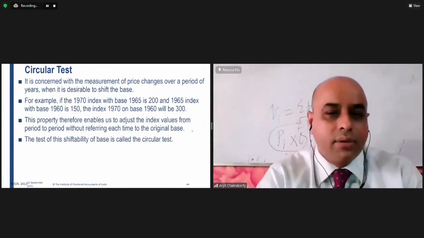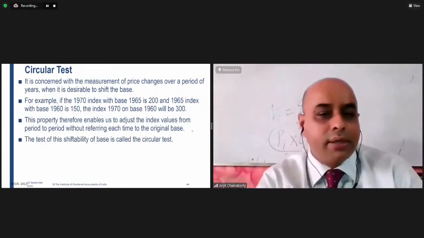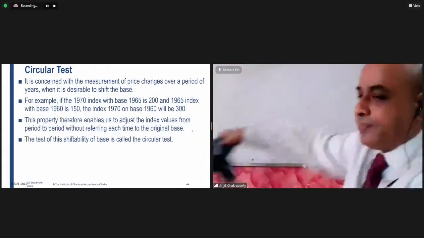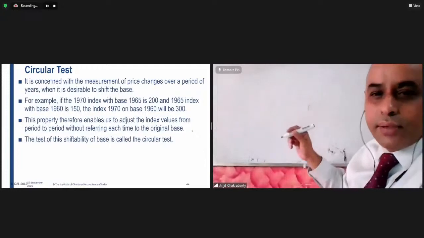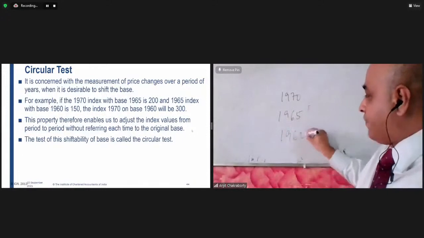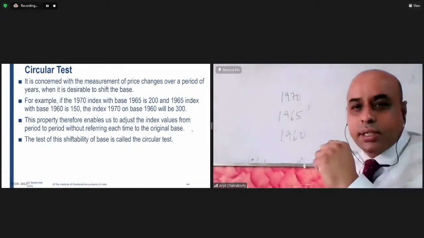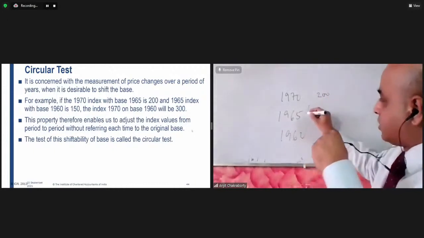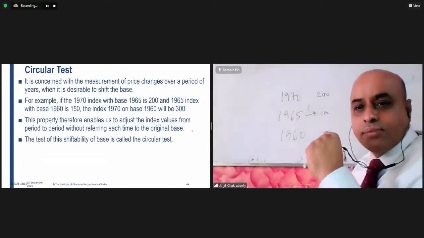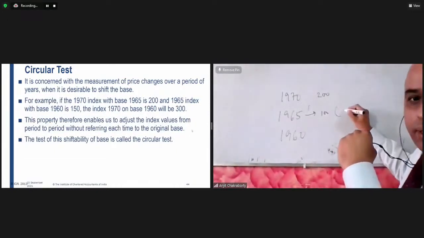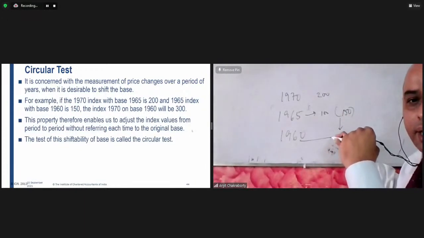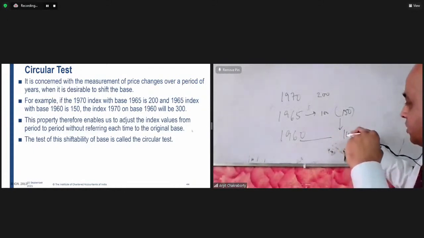So this is nothing but the circular test, and the test of this shiftability of the base is called the circular test. So we are having 3 years in this example, and the years are 1970, 1965, and 1960. 1970, the index is 200, but the base is 1965. So we will take it as 100. And 1965 index is actually 150 with regard to 1960s base, and 1960s base in that case will be 100.